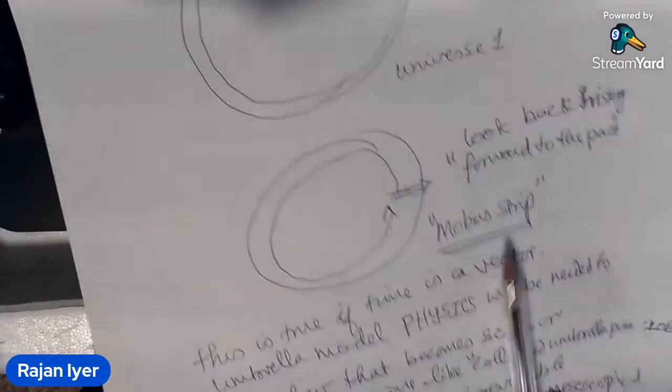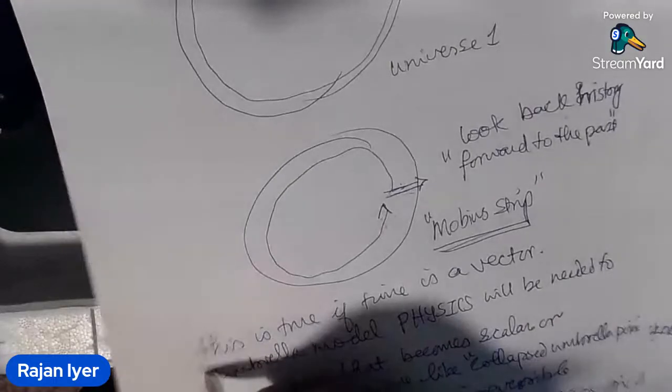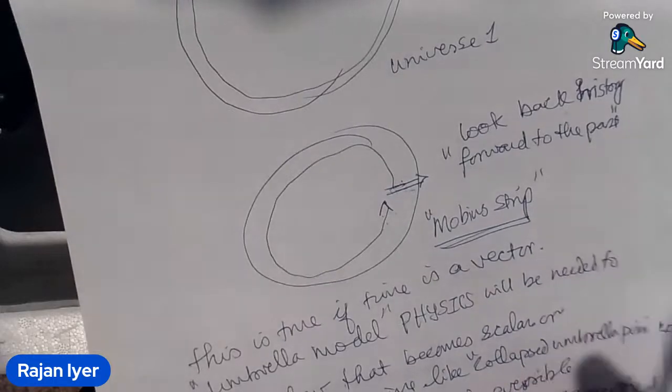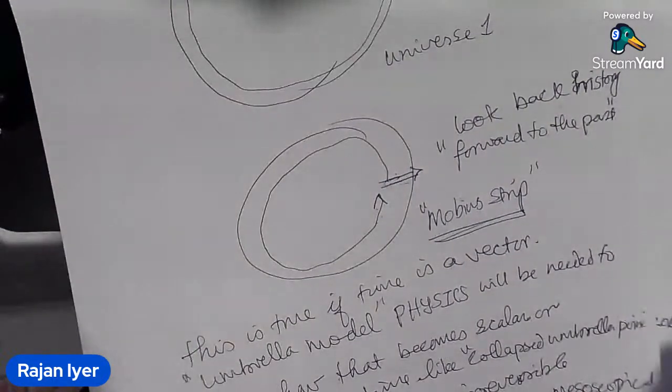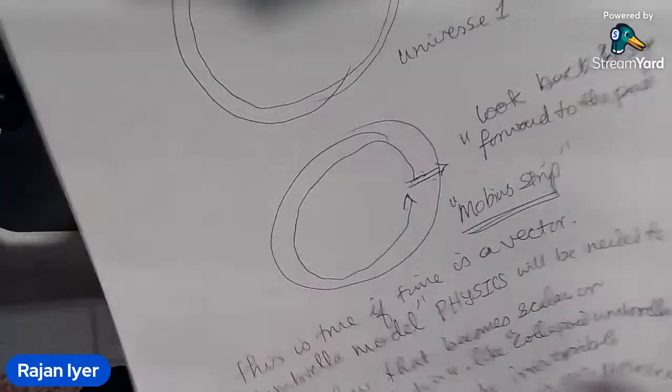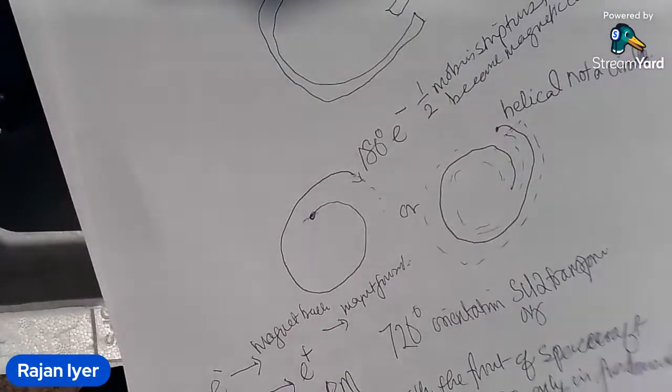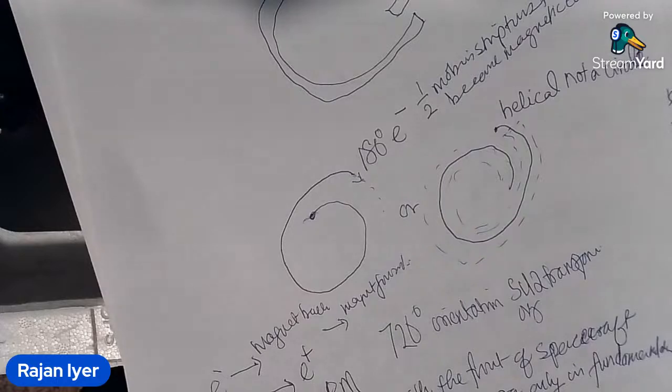So we need an umbrella model, which I'm developing, or the physics to develop that. But how that becomes scalar, when it becomes scalar, then obviously time cannot go backwards or anything. So only in the vector time it can go backwards.